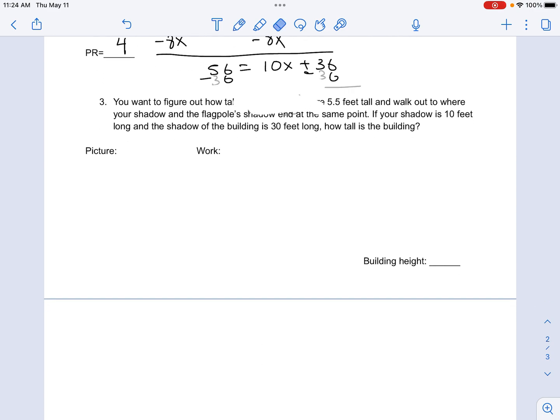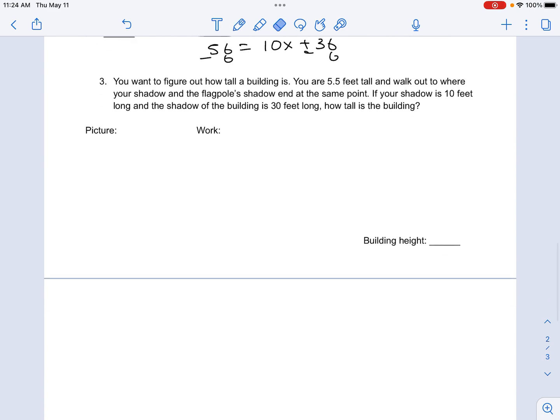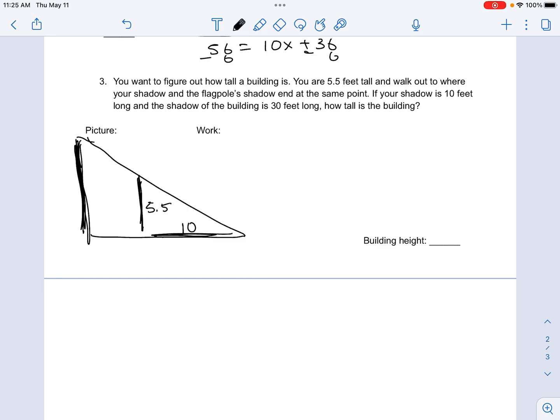Okay, last problem. We're going to do the shadow problem, and in all of these problems, your picture is going to look like this. You're going to have a big triangle, and then you'll have a little triangle. This is the building, and this is you. So you're 5.5 feet tall. Your shadow is in front of you. Your shadow is 10. And the shadow of the building is the whole thing, and this is your building. So notice you have the big triangle, and then you have that little triangle on the inside.